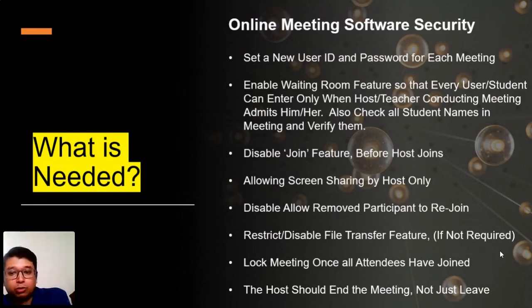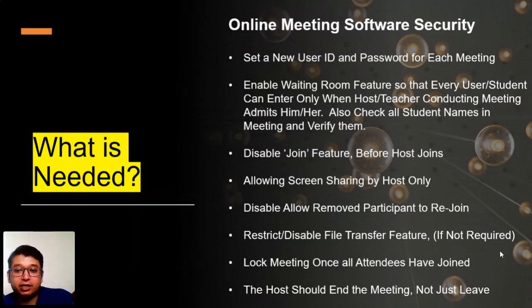Then disable allow removed participants to rejoin, because many times I as a participant may move out of the meeting and somebody trying to gain access can use my credential. So once I've moved out, I've moved out. I cannot come back. That is the kind of strictness that we have to follow.